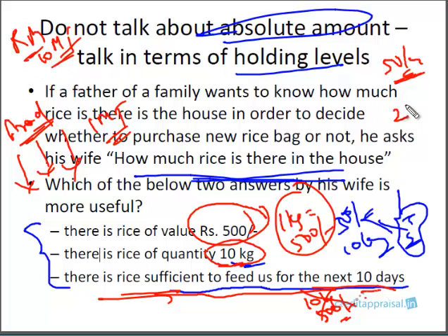But if he says there is raw material only for 2 days, then he will be alerted. Then there is an urgency to immediately replenish the stock. Then maybe he'll talk to his purchases department and ensure that he gets the next shipment. So are you getting the idea, right? The idea here is never talk in terms of absolute amount, because it's not going to be much useful in the real business world. Always talk in terms of holding level.